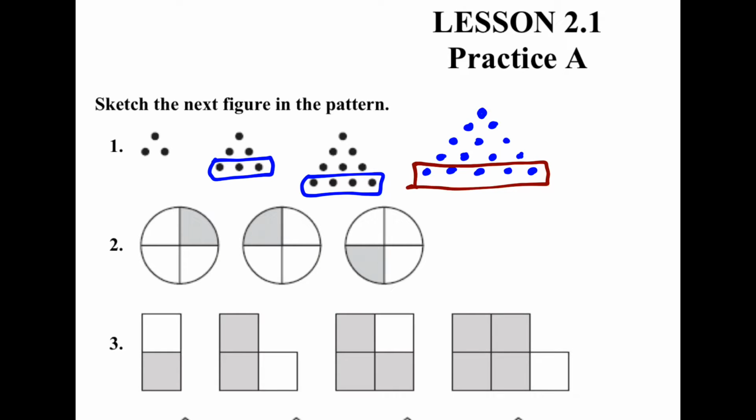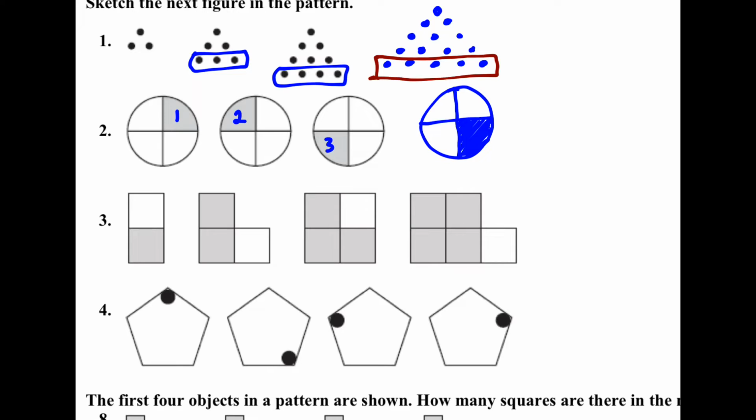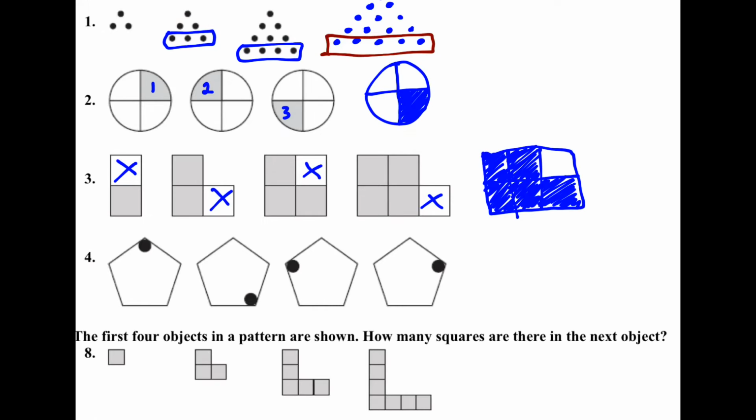For number 2, we are shading in a quarter of the circle at a time, starting here and working our way around. The next figure is going to have the bottom right quadrant shaded. For number 3, we're adding a square each time, and then we're shading all but the upper rightmost square. So upper when possible, otherwise rightmost. So this would be the next figure in this sequence.